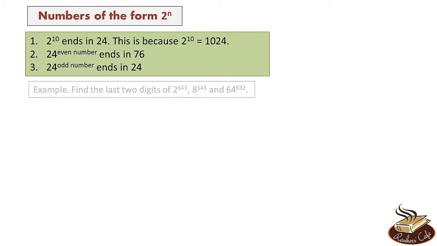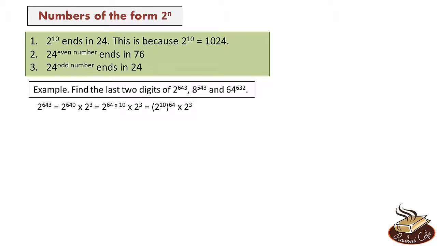Let's take some examples. Let's find the last two digits of three numbers: 2 raised to the power of 643, 8 raised to the power of 543, and 64 raised to the power of 632. 2 raised to the power of 643 can be written as 2 raised to the power of 640 into 2 raised to the power of 3. Now 2 raised to the power of 640 can be written as 2 raised to the power of 10 whole raised to the power of 64.